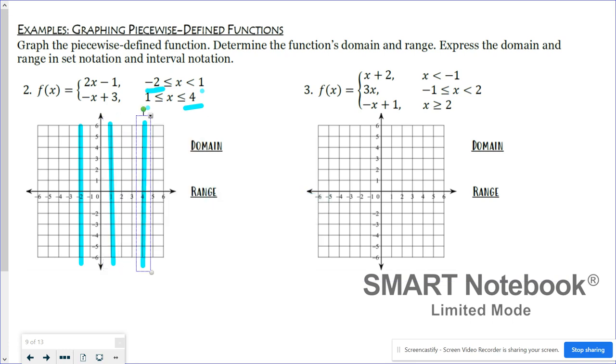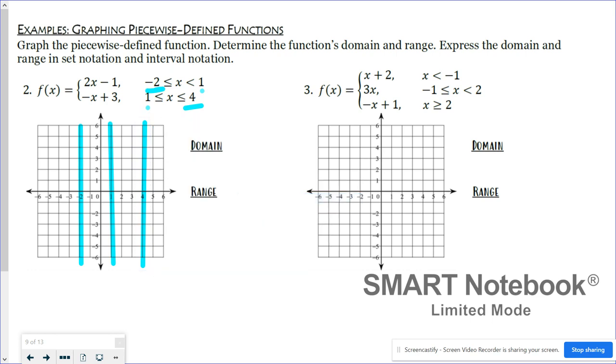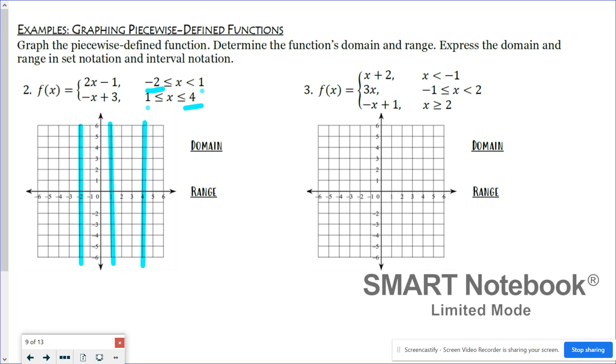Now I would graph each piece one at a time because you're going to graph the whole thing and then you'll erase the parts that aren't in the proper neighborhood. So I'm going to start with 2x minus 1. That means I'm starting at negative 1 on the y-axis. My slope is 2, so I'm going to go up 2 and over 1. Then I'm going to draw in my line. So that's the whole line of 2x minus 1.